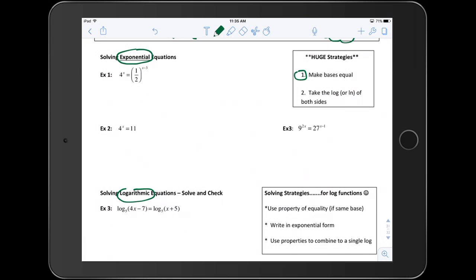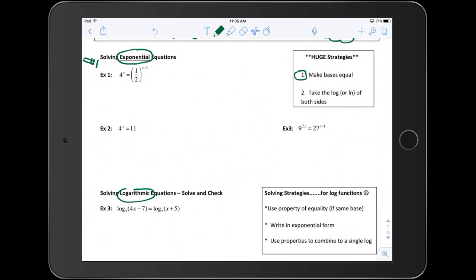If you look at this, notice the relationship between 4 and 1/2. There's clearly a relationship. They both have that 2 that can be divided into 4, and 1/2 can be represented as 2 with a negative exponent. So I'm going to be using strategy number 1 here.